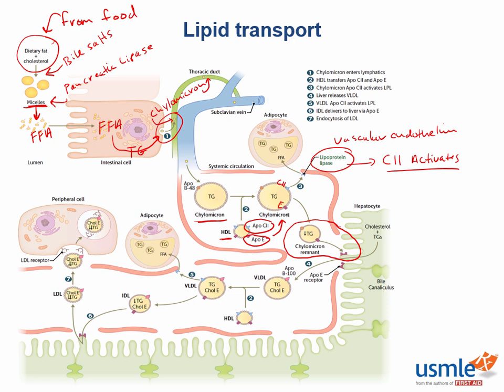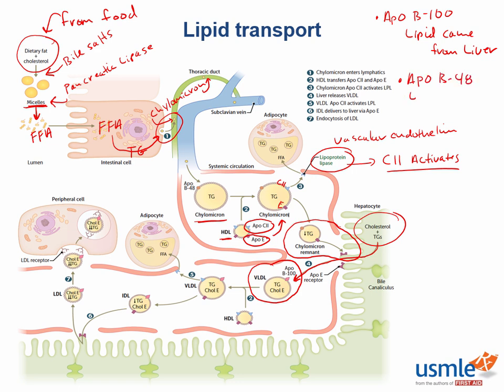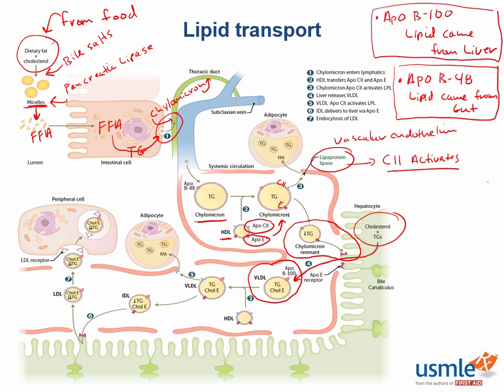Now after this, the hepatocyte will take triglycerides from the chylomicron and combine it with cholesterol to form VLDL, and this is then released into systemic circulation. Now after release, VLDL only has ApoB100 on its surface, and this brings us to an important point. If a lipid particle has ApoB100 on its surface, this means that it originated from the liver. This is in contrast to ApoB48, which if it is present, means that the lipid particle originated from the intestines.